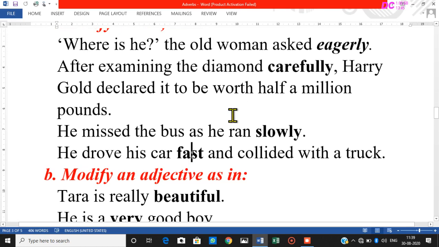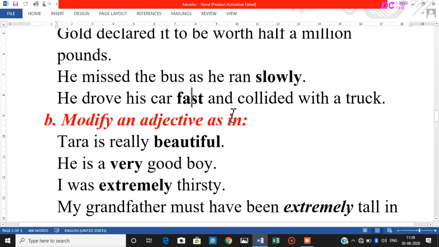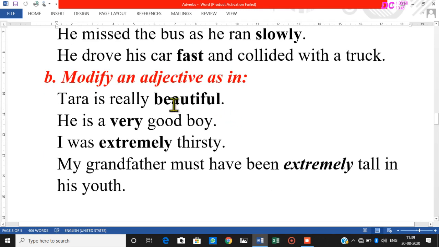Now B part. What does this adverb do? First, as you already learned that adverb modifies a verb. Now here in these examples, I will show you adverb modifies an adjective. Tara is really beautiful. Beautiful जो लफ्ज़ है, यहाँ really मुझे गलत हुआ है. मुझे दरअसल ये करना है बोल्ड.